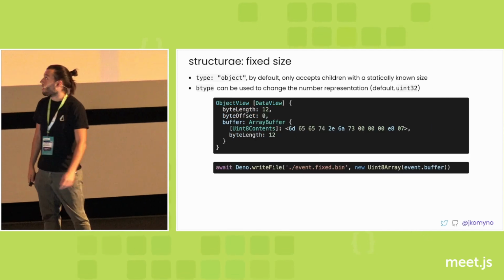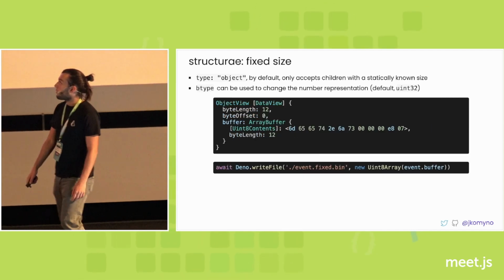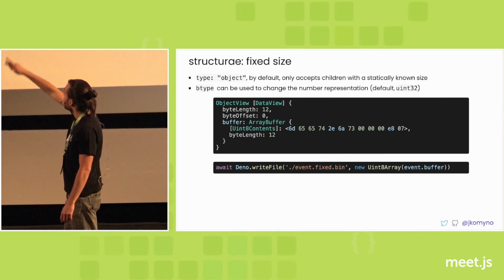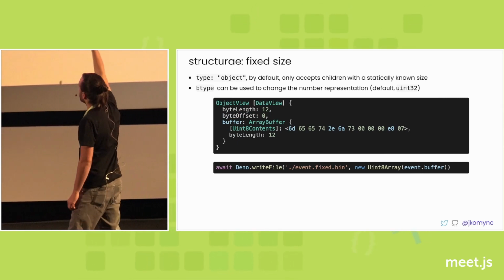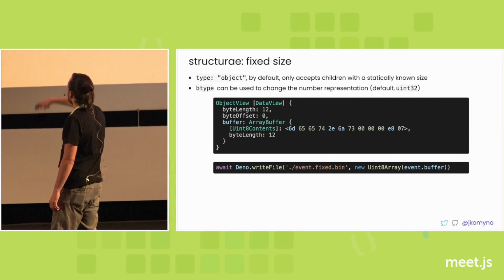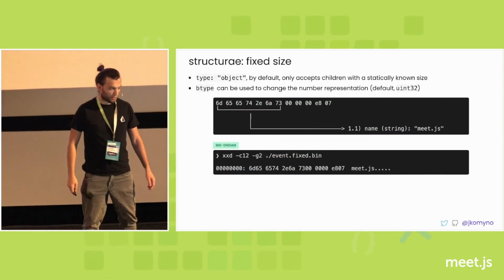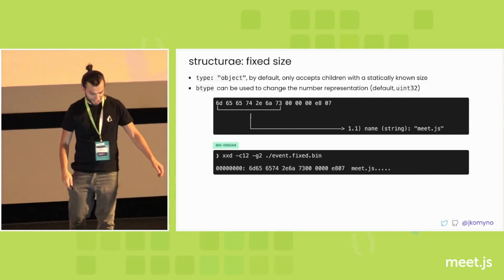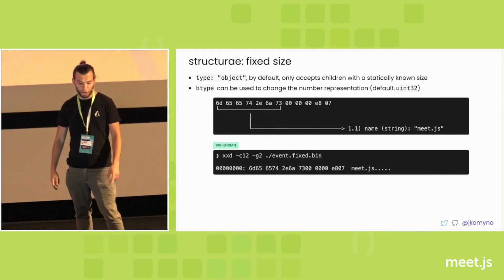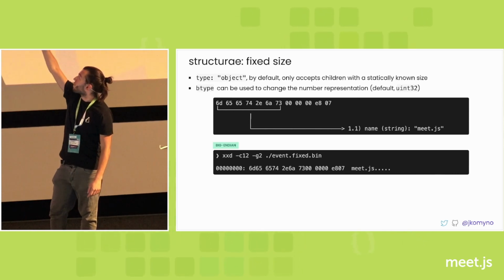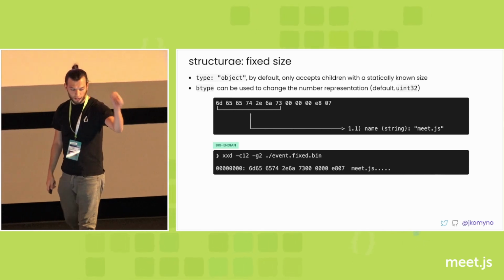And how does it look like? If you run console log on that event view.buffer, you're going to get something like this, a data view. And that array buffer will show you the content as bytes. And if we inspect that with the tool we've seen before, now there's a little bit of arrows. Hopefully, that will make it clearer. So the first 7 bytes in big endian, they will just be the string meet.js. So there's a one-to-one correspondence.